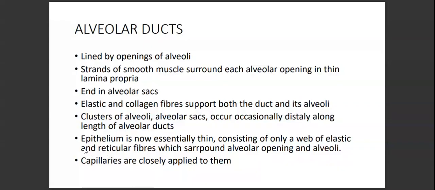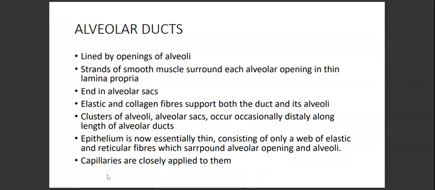Epithelium is now essentially thin. That is one thing we also have to note. By the time we reach the alveoli, the epithelium must be simple squamous. So as we go down the respiratory tree, the epithelium is changing, and at this level of alveolar ducts, it is essentially thin, consisting of only a web of elastic and reticular fibers, which surround the alveolar openings and alveoli.